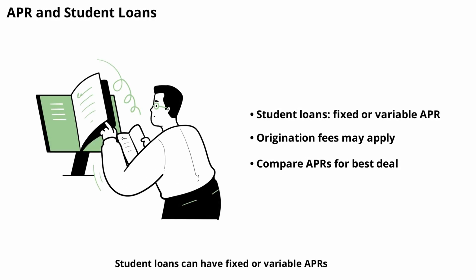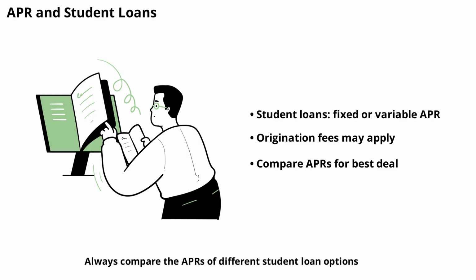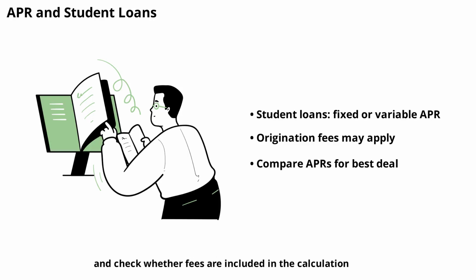Student loans can have fixed or variable APRs and may include origination fees. Always compare the APRs of different student loan options and check whether fees are included in the calculation. This will help you choose the most affordable way to finance your education.